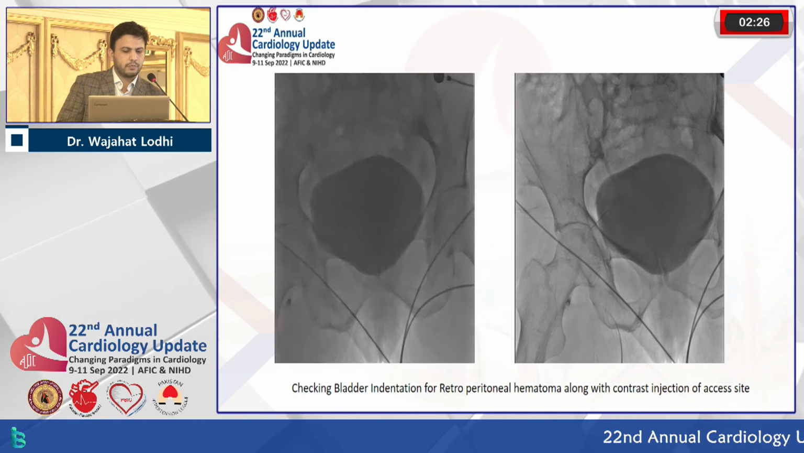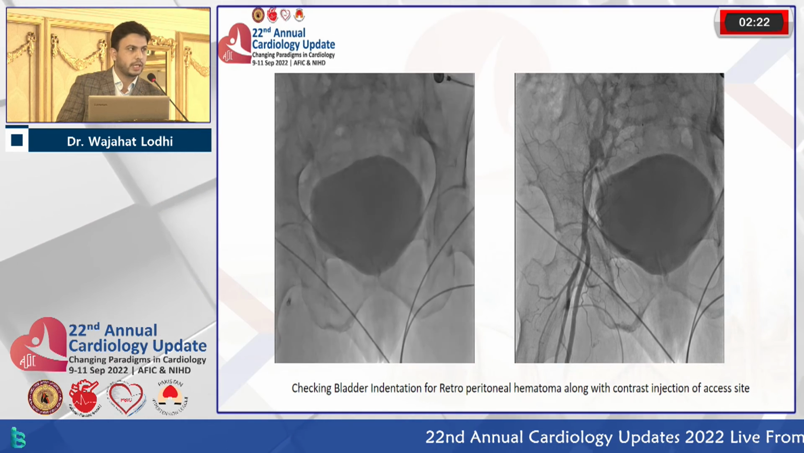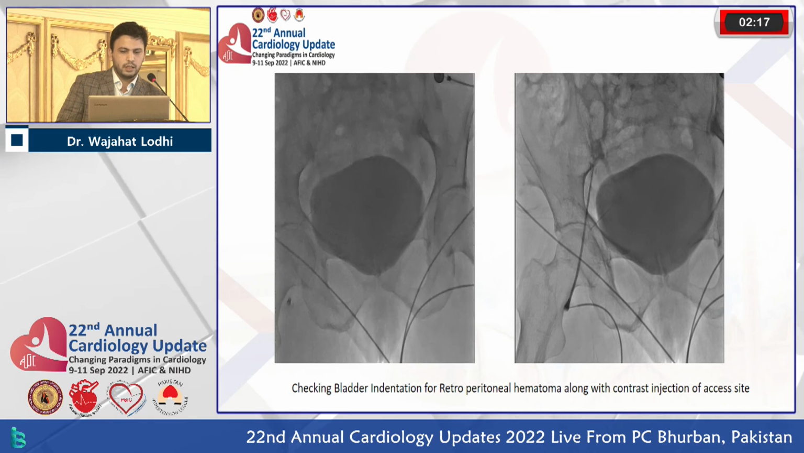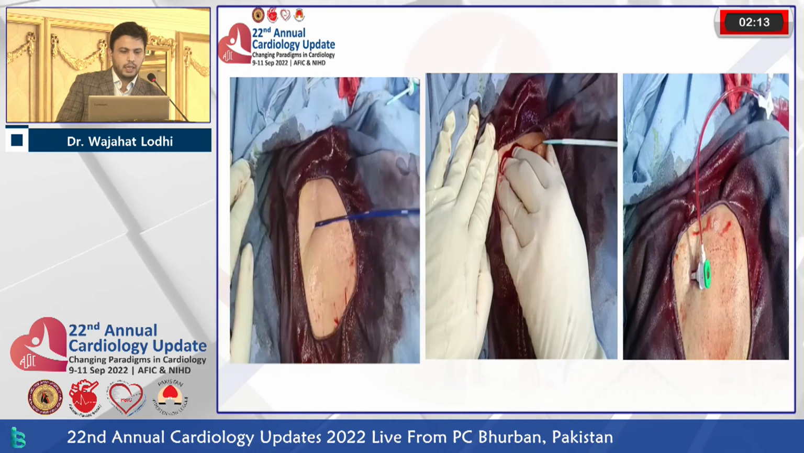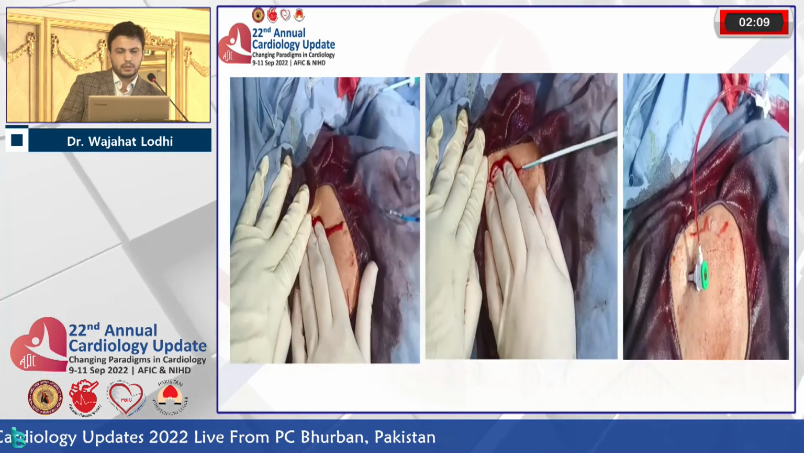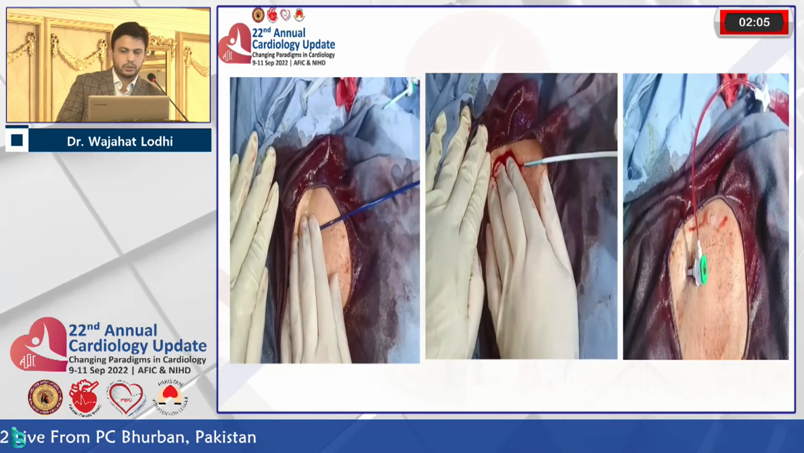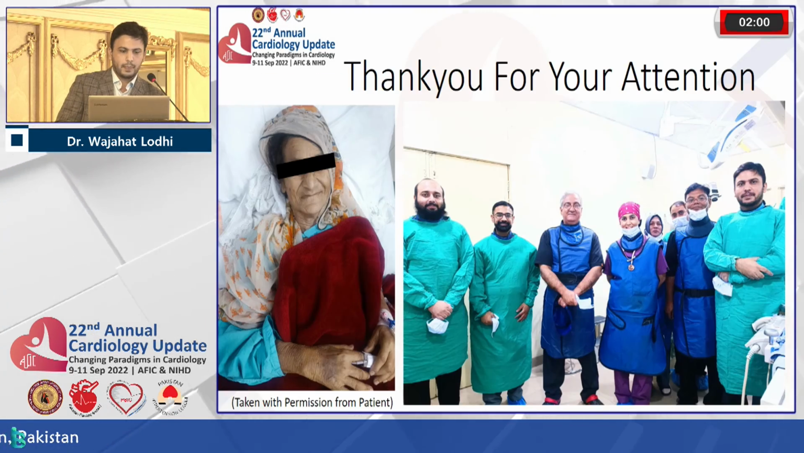We then proceeded to check for bladder indentation, to rule out any retroperitoneal hematoma, and at the same time we took a contrast injection of the access site so that we know we don't have any perforations in the access or anything like that. Now we're withdrawing the sheathless catheter. We withdraw it, and we just put the sheath back on the guiding wires, and the sheath goes back in. We maintain hemostasis, and then we're comfortable.